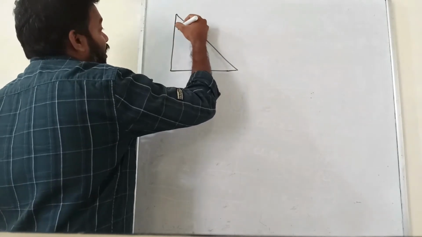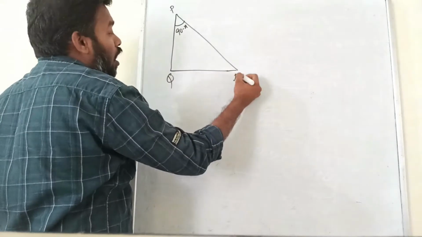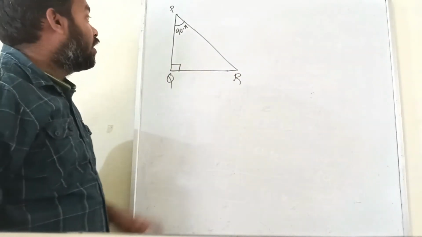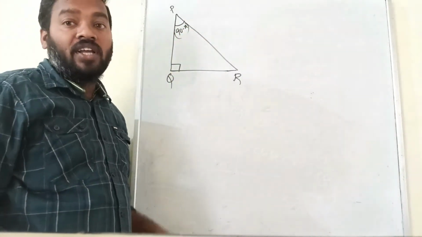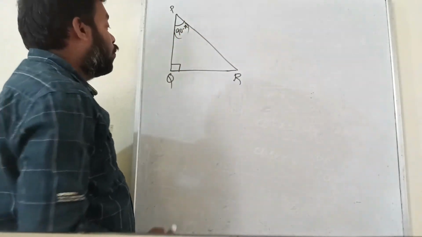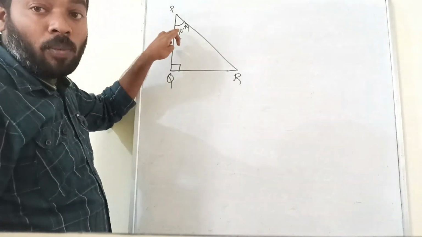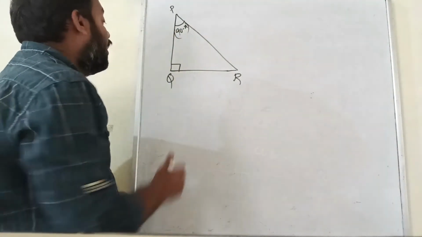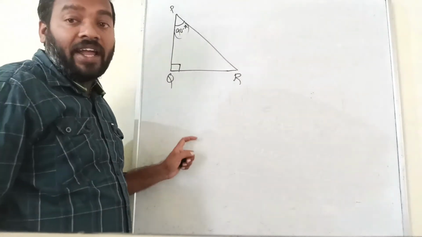This is 90 minus x. In triangle PQR, angle Q is 90 degrees. Now, by taking 90 minus x into consideration, we need to find out what is the adjacent side to this angle and the opposite side to this angle. First of all, we need to write what is the hypotenuse in the given triangle.